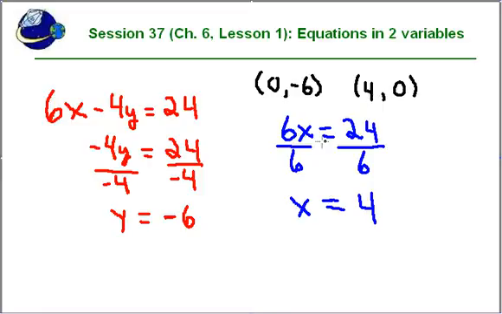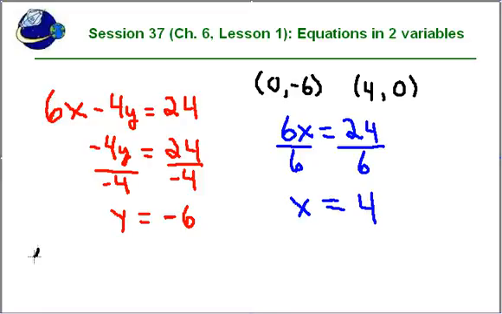Well, let's put that in and see if it works. 4 for x. 4 times 6 is 24. 0 for y. 0 times 4 is 0. 24 minus 0 is 24. 24 on the left does equal 24 on the right. And so we see that a second solution to this problem exists. When x is 4, y is 0.